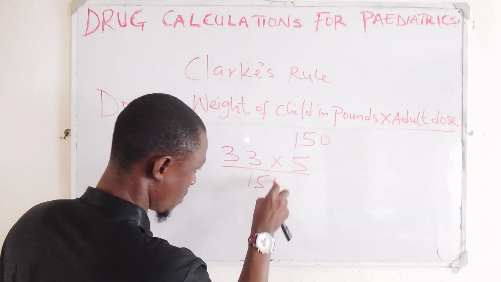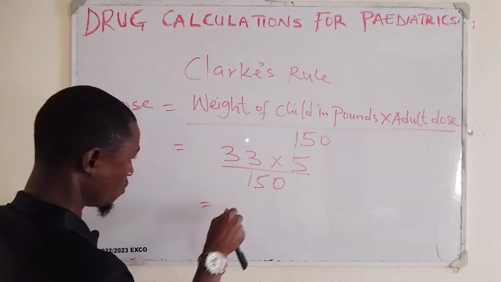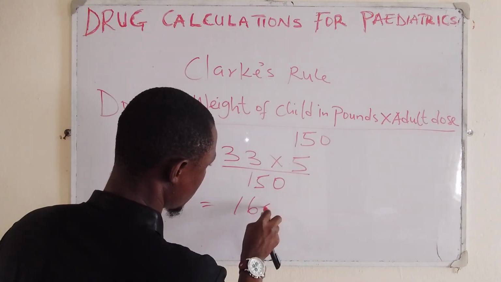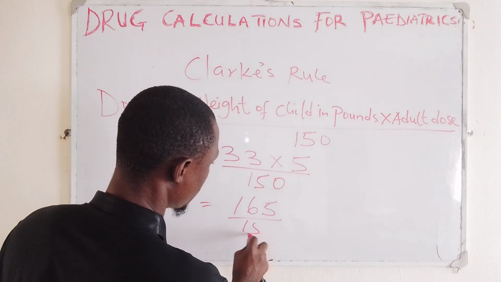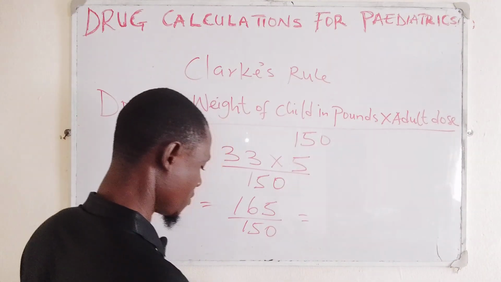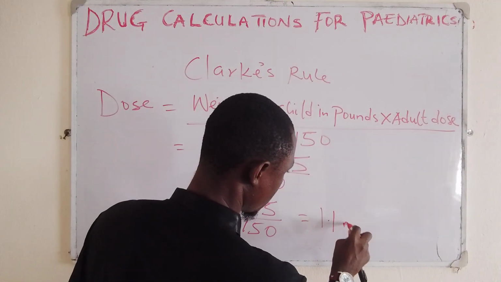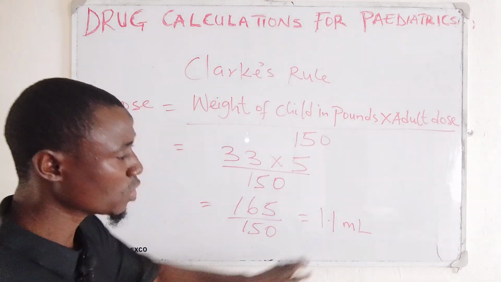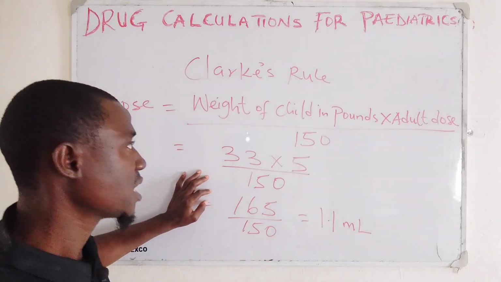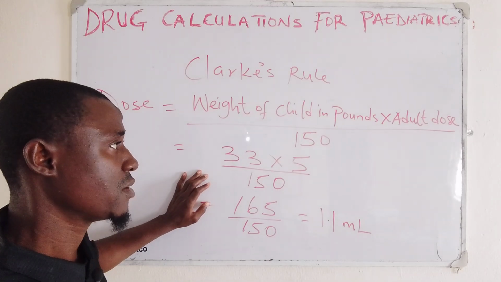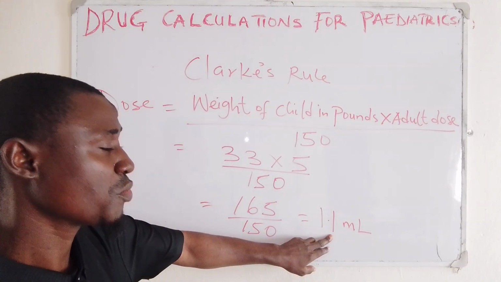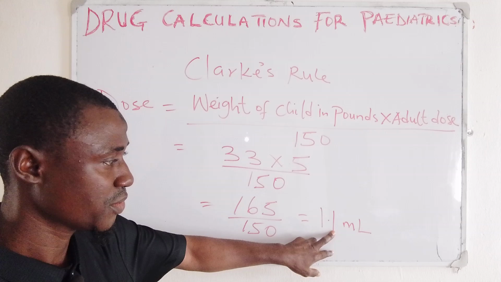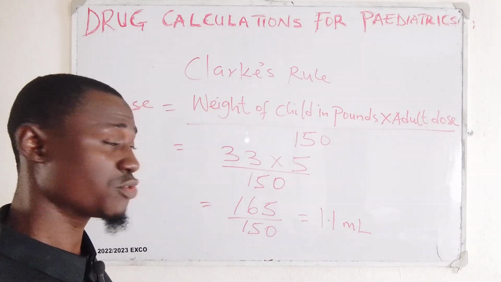So here, at the end of it, we have 33 multiplied by 5, which gives us around 165 over 150. This will give us 1.1 mil. So what does this mean? That is to say, a child that weighs 33 pounds will be administered chloroquine injection at the dose of 1.1 mil. I think this is very simple and straightforward.